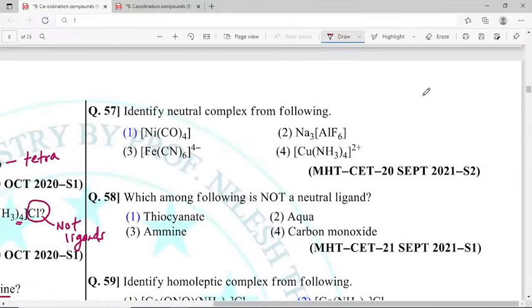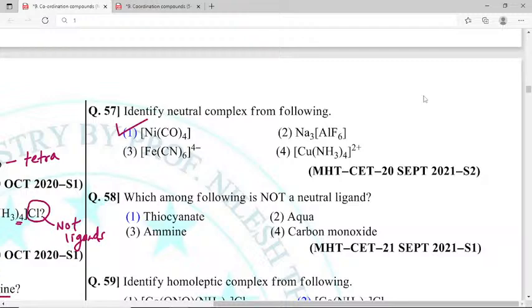Identify the neutral complex from the following. So Ni(CO)4 is a neutral complex. Na3[AlF6] is an anionic complex. Anionic. So this is 3 plus, 3 minus. This is obviously an anionic complex. This has a charge of -4, and this is a cationic complex. Very easy. Neutral complex.